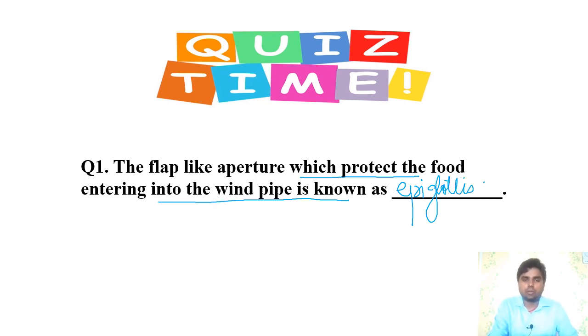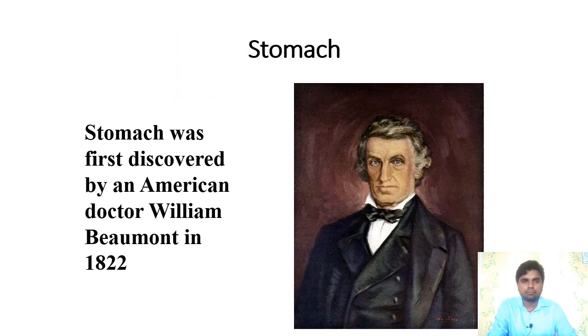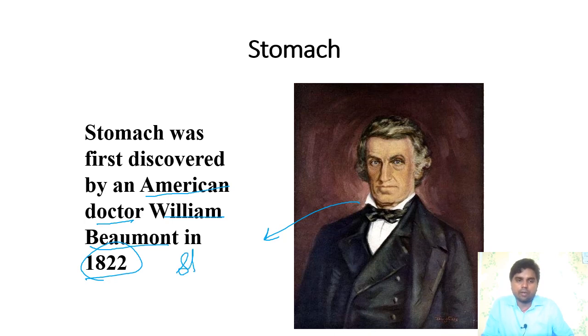Okay, so we are moving forward. Now we have studied the complete thing about the esophagus. Now about the stomach. So basically, who discovered the stomach, students? There was one scientist. Basically, he was a doctor, and he lived in America. He is an American doctor named William Beaumont, in 1822. He was a scientist who for the first time discovered the functioning of the stomach.